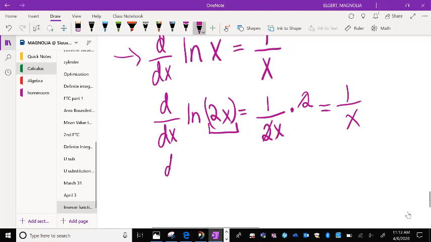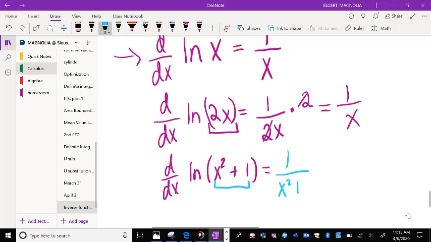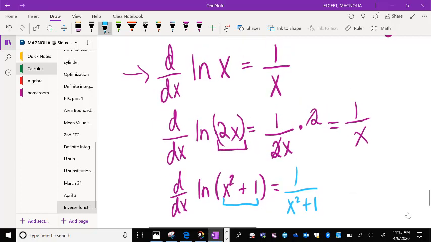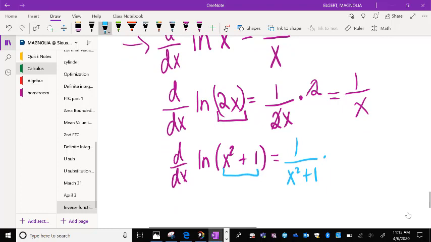Let's try another one. The derivative of the natural log of x squared plus 1. The rule says I'm going to put 1 over x. Well, this is now my x, so it's 1 over x squared plus 1. But it's not x, and I need the derivative in terms of x, so it's chain rule. Remember, this is the inside function. So I multiply this by the derivative of x squared plus 1, which is 2x. There's no canceling on this one, so it's just 2x over x squared plus 1.